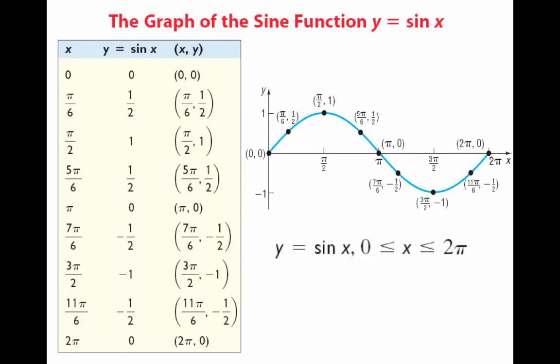We know that if x is 0, then sine of 0 is 0, and that gives us the point 0, 0. We know that at pi over 6, our sine value is 1/2, because sine of pi over 6 is 1/2, and that gives us a point pi over 6, comma 1/2. And as we continue, we get pi over 2 gives us a 1, 5 pi over 6 gives us a 1/2, and we see this pattern moving up and down in what we call a sinusoidal wave. Notice that for the sine function, our y-intercept is at y equals 0, and our x-intercept is going to happen at multiples of pi.